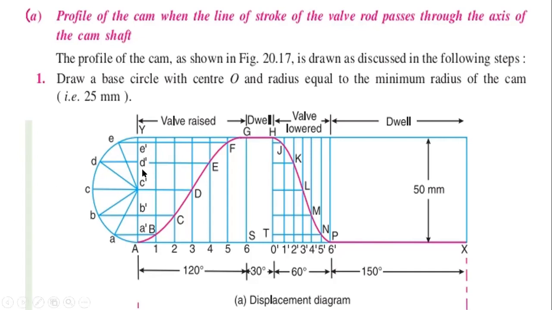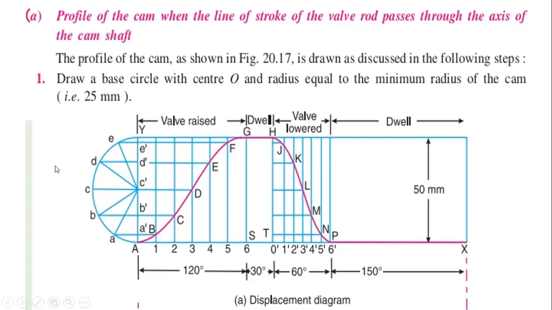After drawing the semicircle, divide the outstroke length, that is 120 degrees. We take 120 degrees as 12 centimeters, because 1 centimeter is equal to 10 degrees. Divide the outstroke section into six equal parts, the same number of parts as the semicircle was divided into. Thereby we draw the vertical lines for the divided sections, that is 1, 2, 3, 4 and 5. These are the vertical lines with which you have divided the outstroke into 6 equal parts.